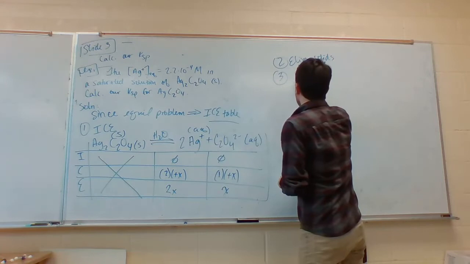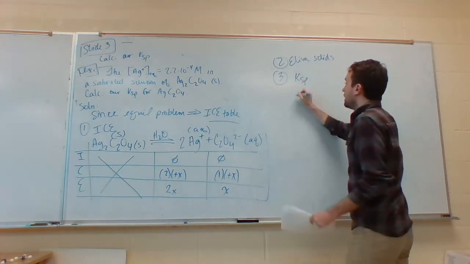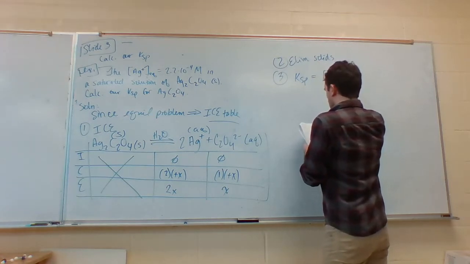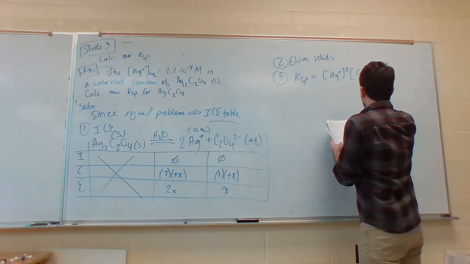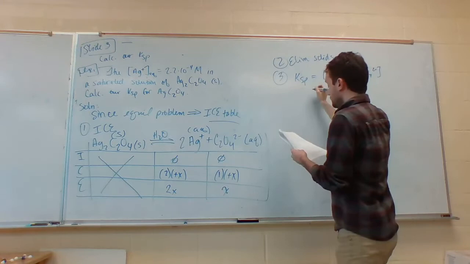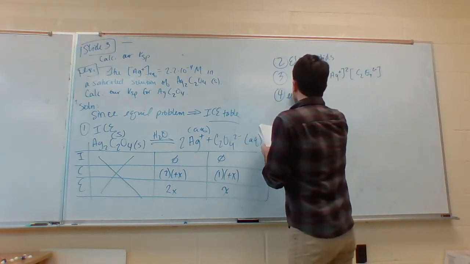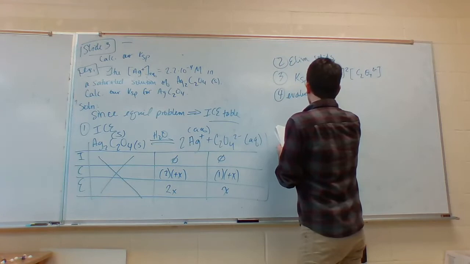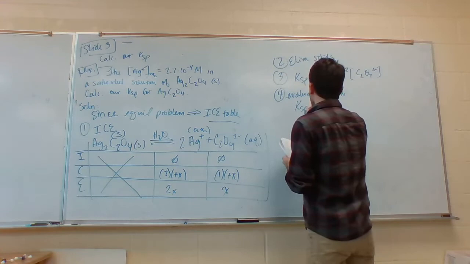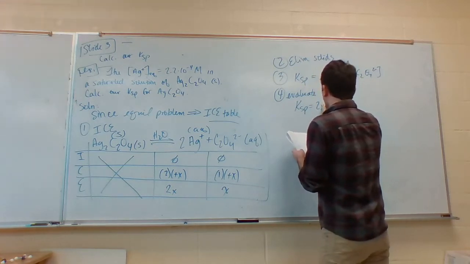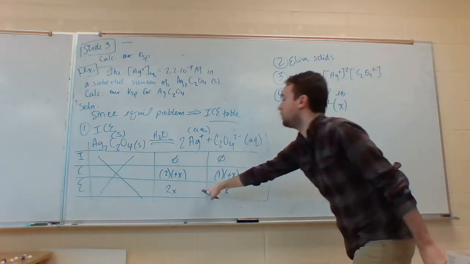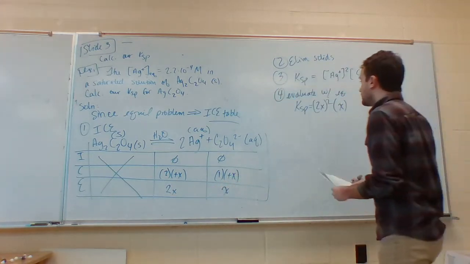Our next step is going to be to write our KSP. And our KSP is equal to our concentration of Ag plus squared times our concentration of C2O4 2 minus. Then we're going to evaluate with our equilibrium. So that's going to be KSP is equal to 2x squared times x, where I've put in what my concentrations are from the table.